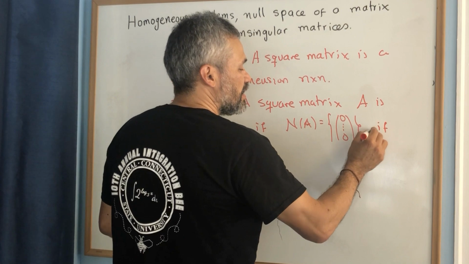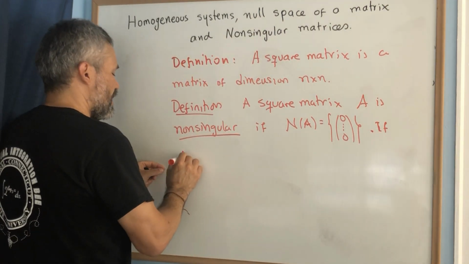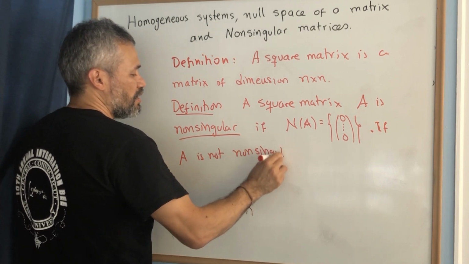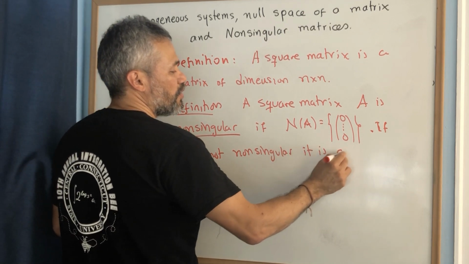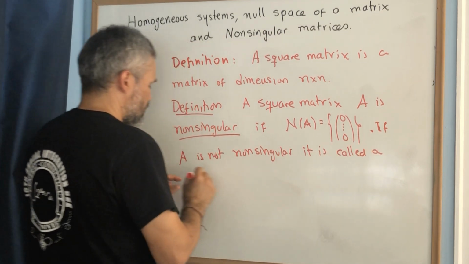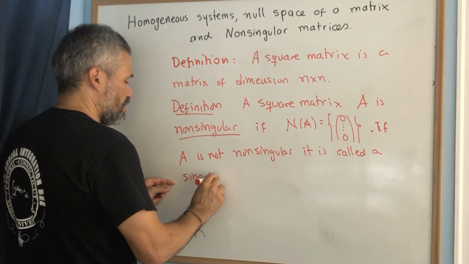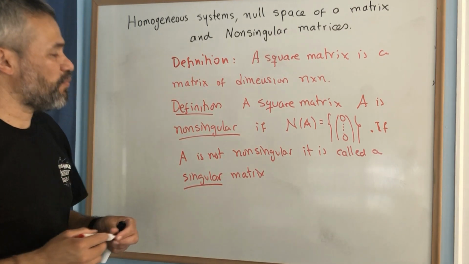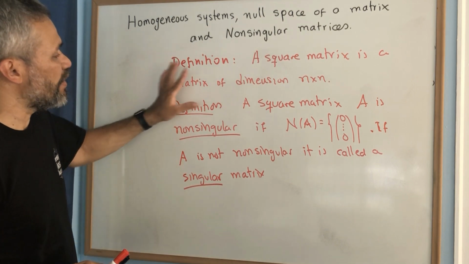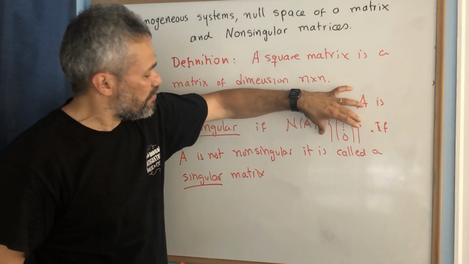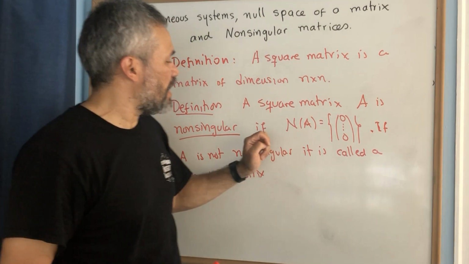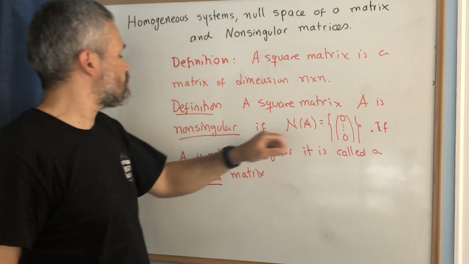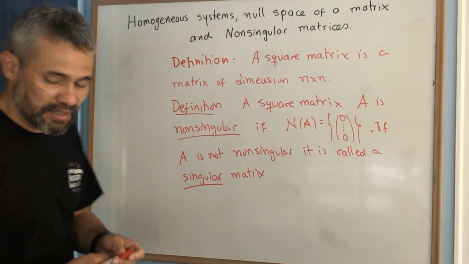And let me just say that if A is not non-singular, it is called a singular matrix. Then we can say in a different way, if the null space of A has infinitely many vectors, then the matrix is singular. And if the null space of a matrix is just the vector 0, 0, 0, 0, that means that the matrix is non-singular.